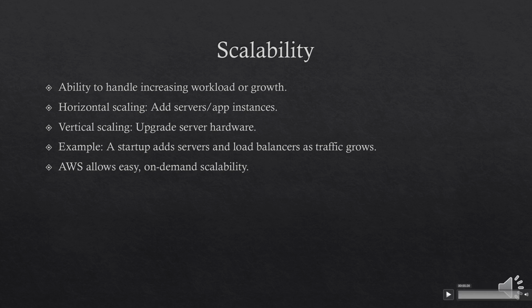Load balancers and scalability: scalability refers to how easily a system can grow or handle more users. There are two main ways to scale: horizontally by adding more servers or application instances, and vertically by upgrading existing hardware. For example, a small startup might begin with one web server, but as their traffic grows they add load balancers and new servers through platforms like AWS. This flexibility allows companies to expand without starting over.